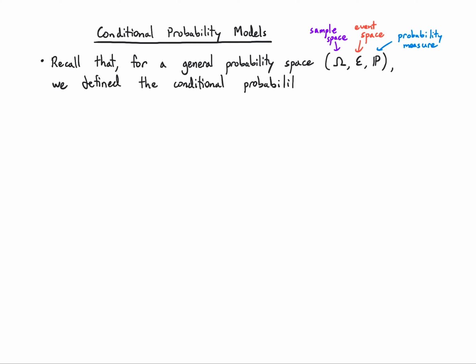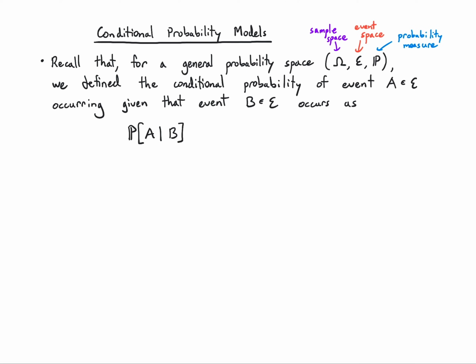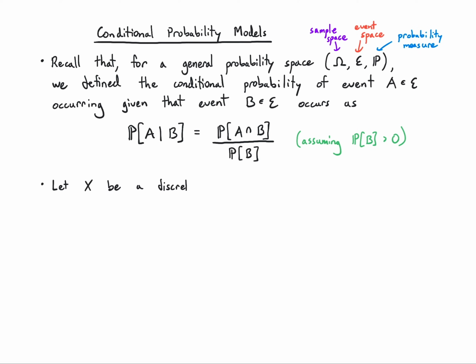The idea of conditional probability is you have an event A, and you're trying to determine its probability given that another event B occurs. And we define that to be the probability of A given B, which is the probability of A intersect B divided by the probability of B, assuming the probability of B is positive so that we're not dividing by 0.